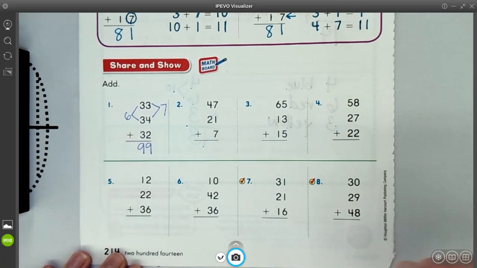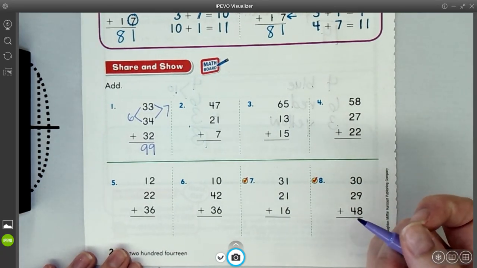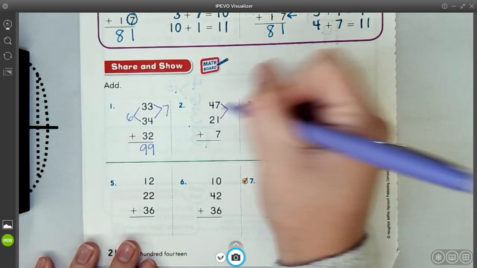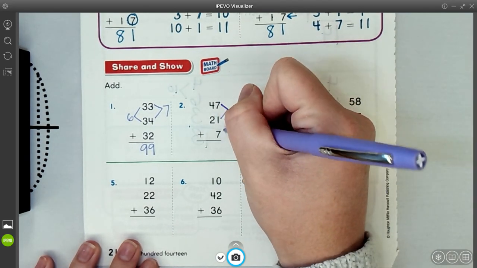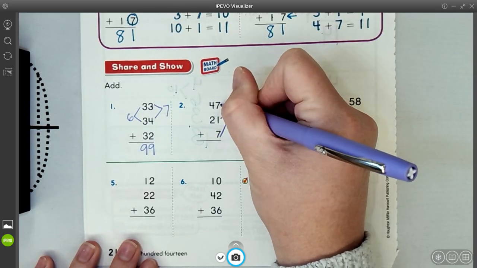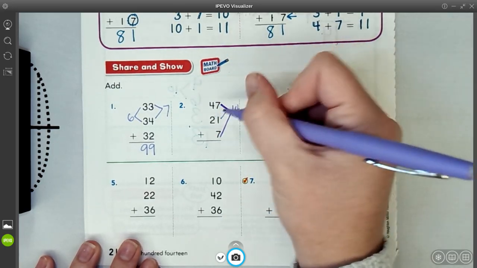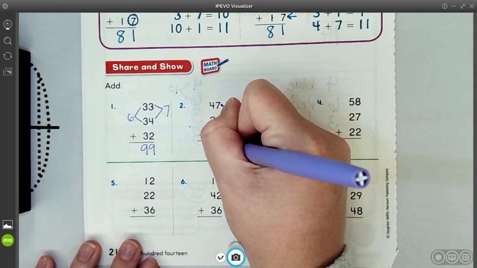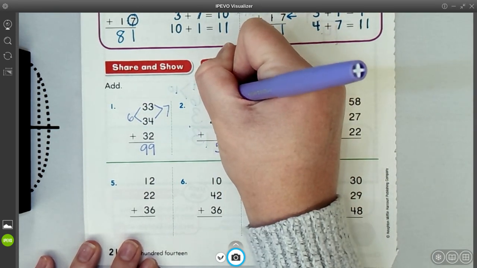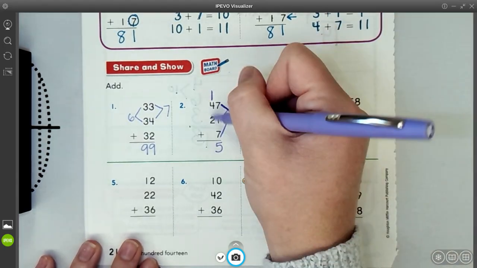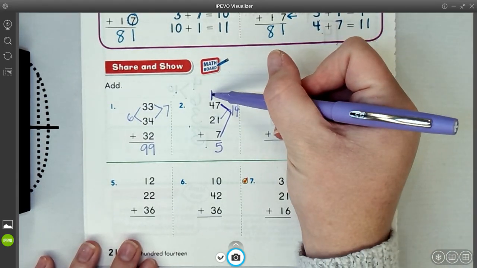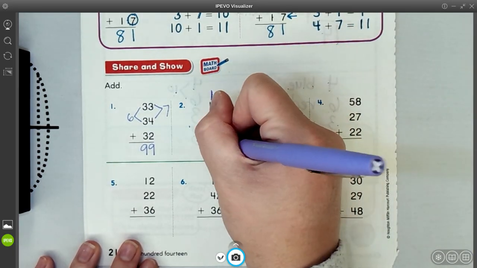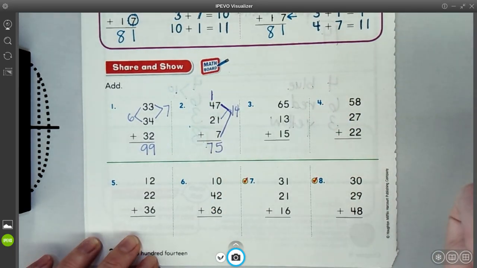Number 2, 47 plus 21 plus 7 equals what? So first I'm going to add the top two. 7, or I could do a doubles fact. I could do 7 plus 7 equals 14, then add my 1 to it, and I get 15. 15 ones, I know that means there are 5 ones and 1 ten. And then I can add my tens. 1 plus 4 would be 5, plus 2 more would be 7 tens. 75.